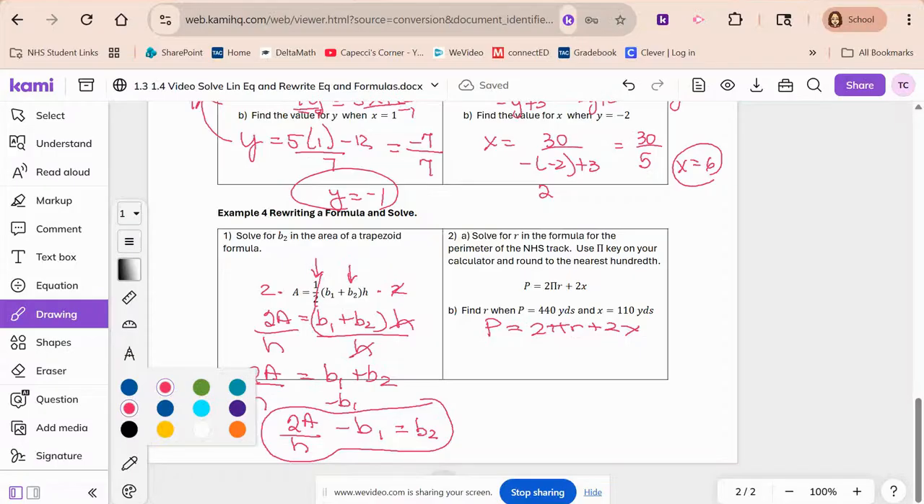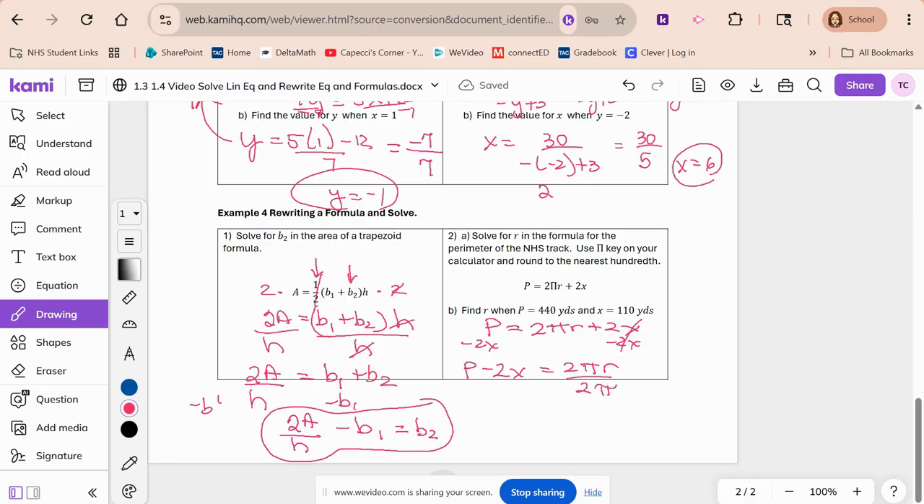All right, let's take a look at the last problem. The first part says to solve for r in the formula for the perimeter of the NHS track. Use the pi key on your calculator, rounded to the nearest hundredth. So I rewrote it there so we have a little bit of room to work. We're trying to get r by itself. So the first thing I'm going to do is move this 2x over. I'm going to zero that out. So I have p minus 2x is equal to 2 pi r.